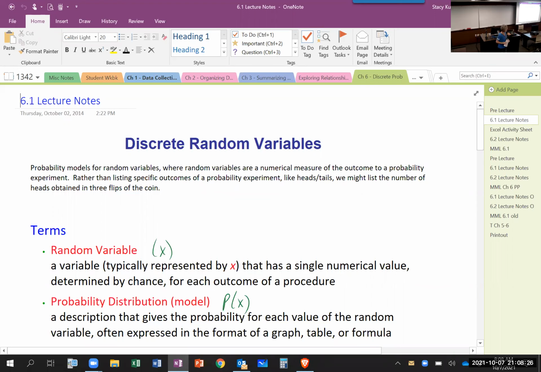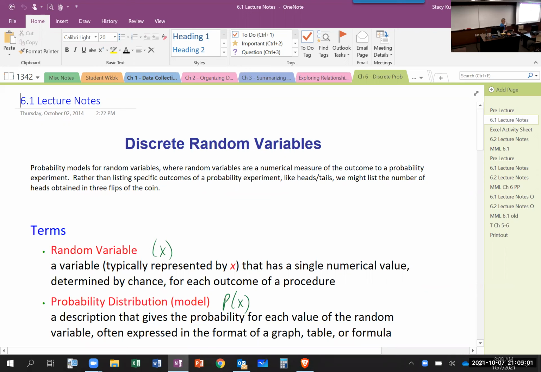And what we're going to talk about is these variables and the fact that we have different outcomes with these variables. So probability models for random variables, where random variables are the numerical measure of outcome to a probability experiment, okay? And rather than listing the specific outcomes of each experiment, like a heads or a tails, we list the number of heads obtained in 3 flips of the coin. All right, so that's kind of the idea of where we're going with this.